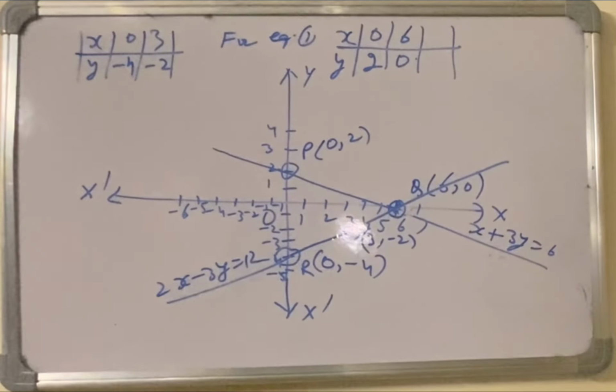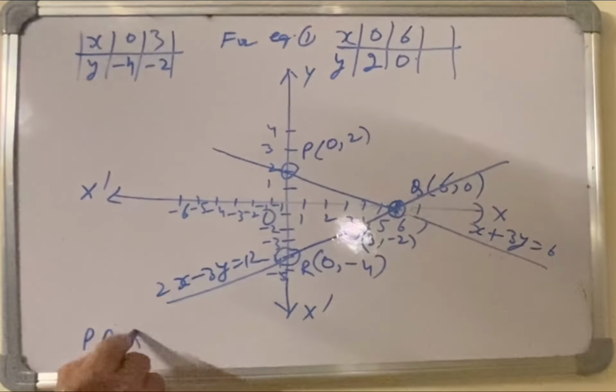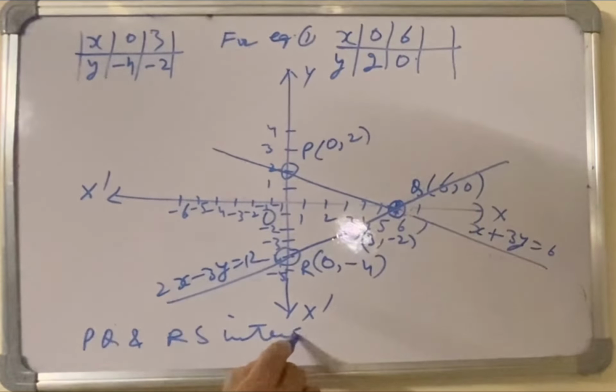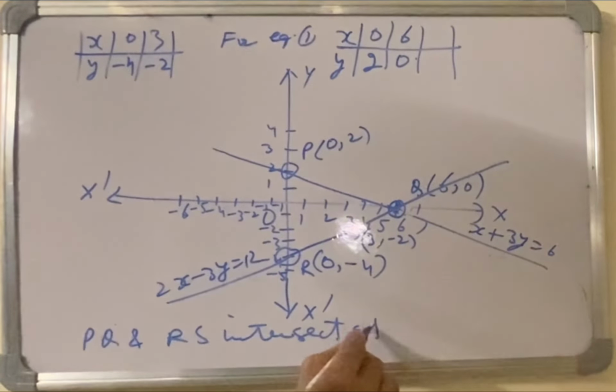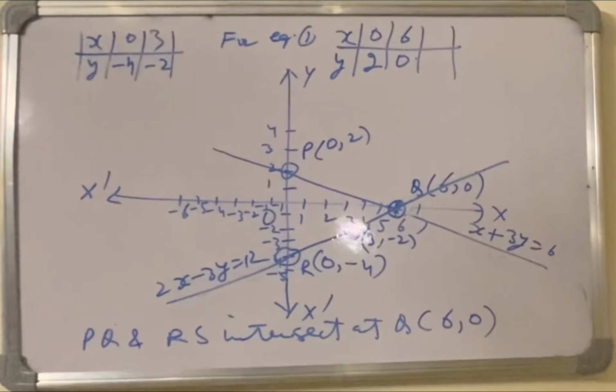So this is the graph. So two lines PQ and RS intersect at Q, 6, 0.